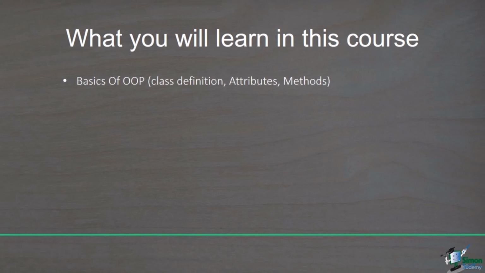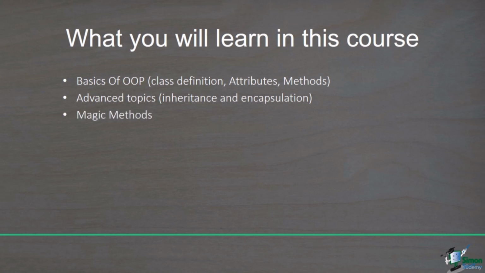In this course, we will begin with the basic concepts in the object-oriented programming paradigm such as class, objects, attributes, and methods. We will then move on to advanced topics in object-oriented programming including inheritance and encapsulation. And finally, I will show you how to make your classes more user-friendly and powerful using something called magic methods.